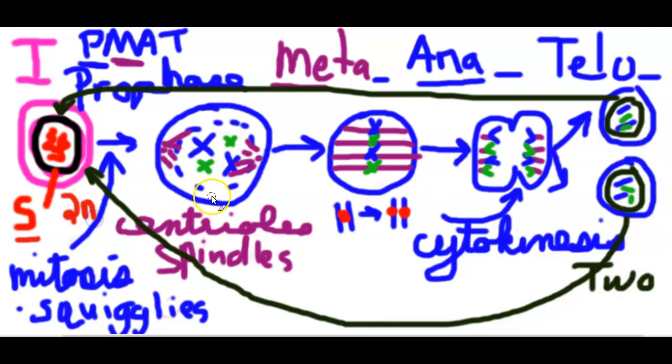Chromosome number never changes. This is diploid. Chromosome number never changes. Diploid. This is still diploid, and this is still diploid, notice.